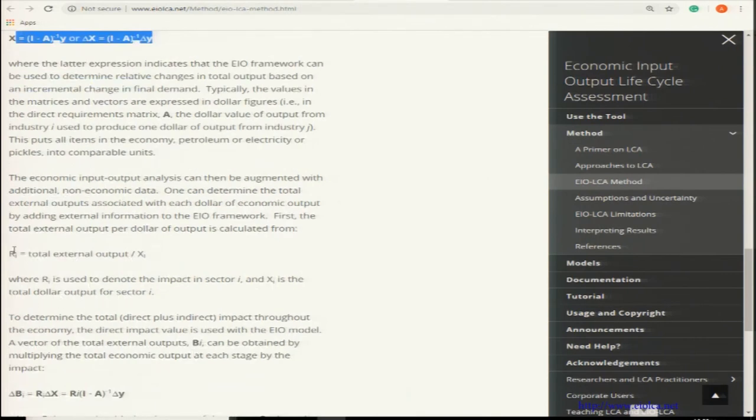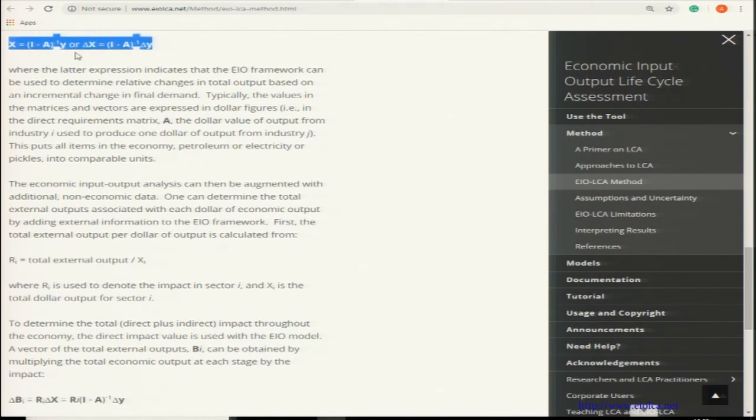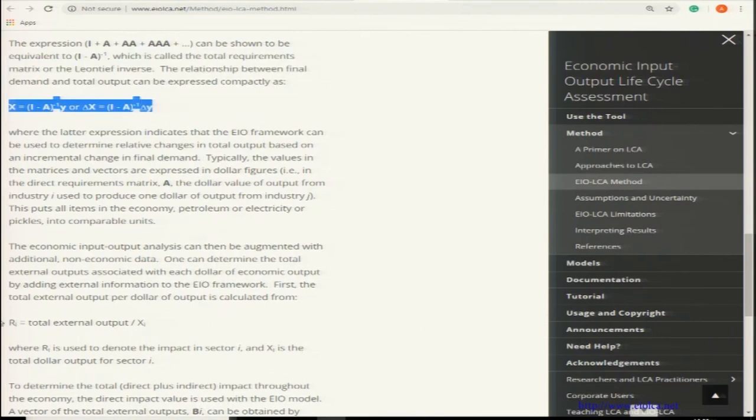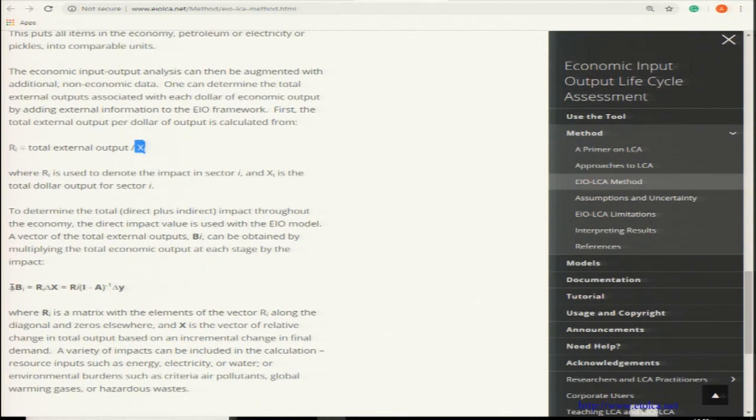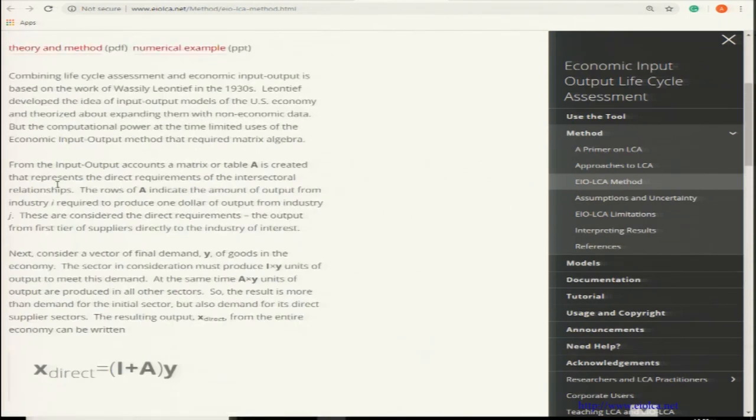Now here Ri is equal to total external output by Xi. This Xi we obtain from here. This is Xi that we get from this model. This model gives us Xi. Then Ri, what is Ri? Ri is the impact in sector I. Impact in sector I is the total external output by the total dollar input. The total external output would be then this Ri into Xi. So this total external output is given as delta Bi is equal to Ri into delta X. So based upon this, the outputs are given.